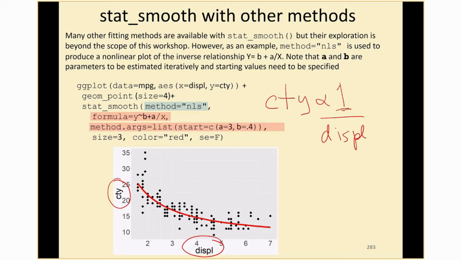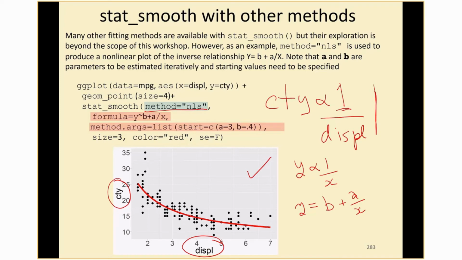So how could I insert a line of best fit that shows that? And that can be done by using the method nls that involves non-linear lines. So if I think about this relationship, city is inversely proportional to displacement. Another way to think about that is my y variable is inversely proportional to my x variable. And if I wanted to state that as an equality, then I could say that y is going to be equal to some constant b plus a over x. And with that in mind, I can think about how I could produce this plot.